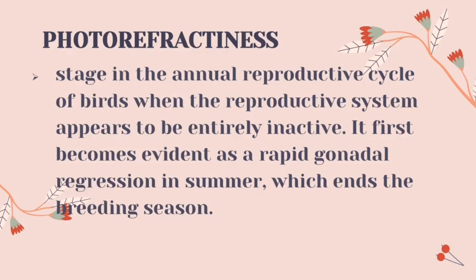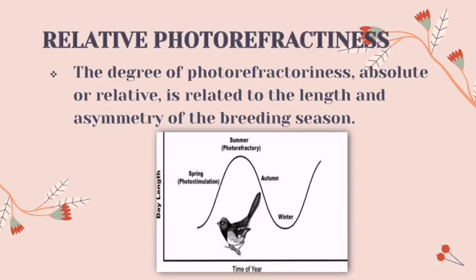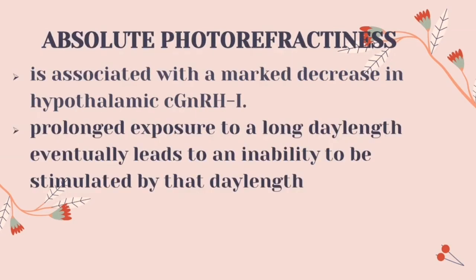Photorefractoriness. This is the stage in the annual reproductive cycle of birds when the reproductive system appears to be entirely inactive. It first becomes evident as rapid gonadal regression in summer, which then ends the breeding season. The degree of photorefractoriness may be relative or absolute. Both are related to the length and asymmetry of the breeding season. Prolonged exposure to a long day length eventually leads to an inability to be stimulated by that day length. This absolute photorefractoriness is associated with a marked decrease in hypothalamic GnRH1.